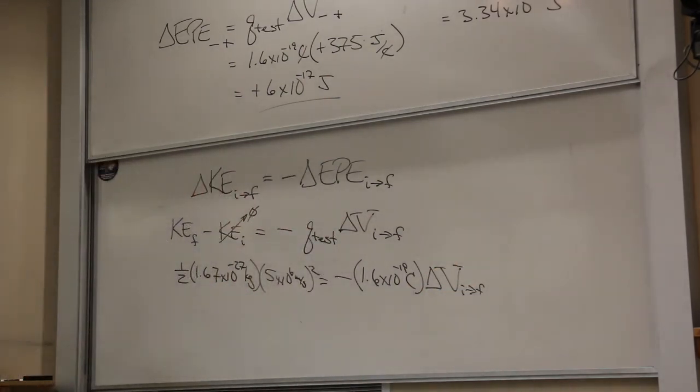I just solved for delta V. Am I going to get a positive or a negative answer? Negative. And that's what you'd expect. Protons speed up as the voltage goes down. They roll downhill, okay, if you think the voltage is elevation. Okay, so I better get a negative answer then.